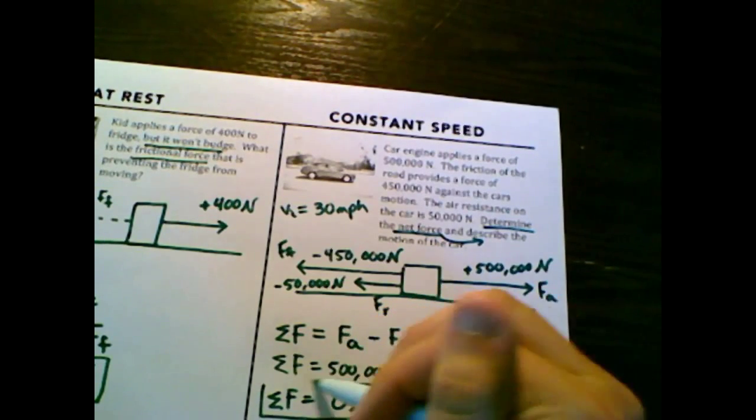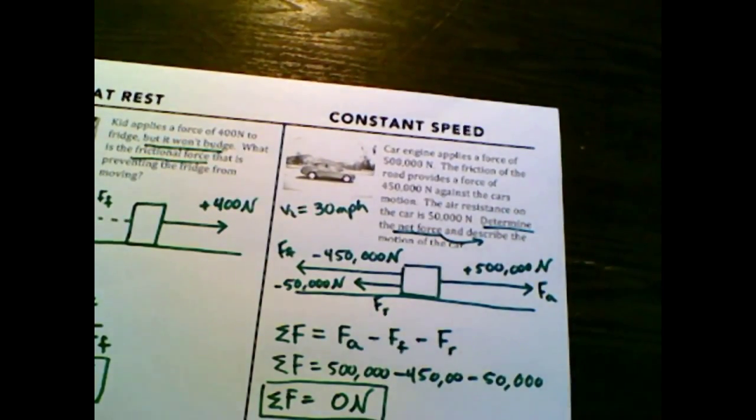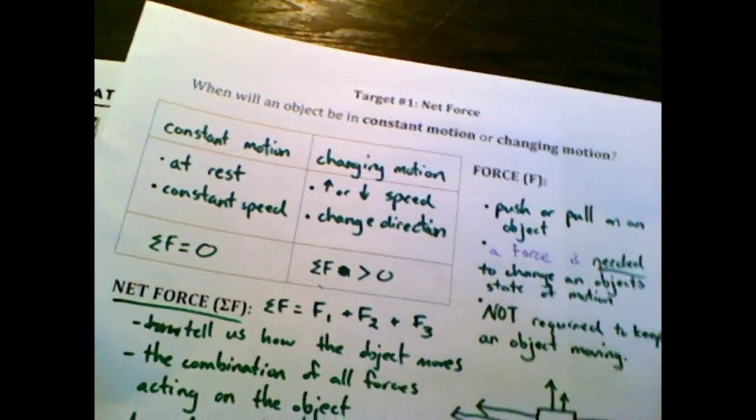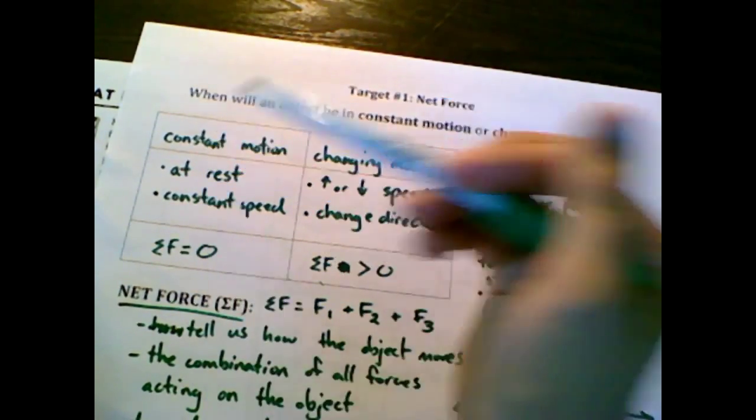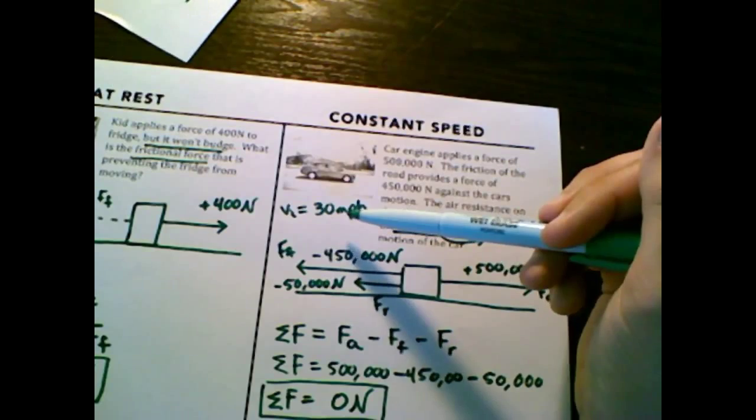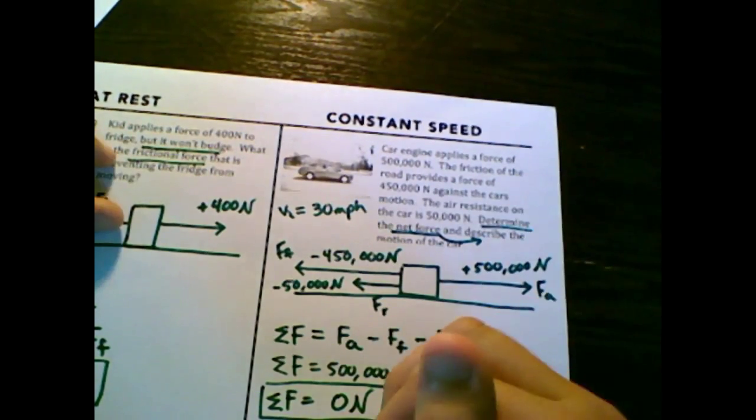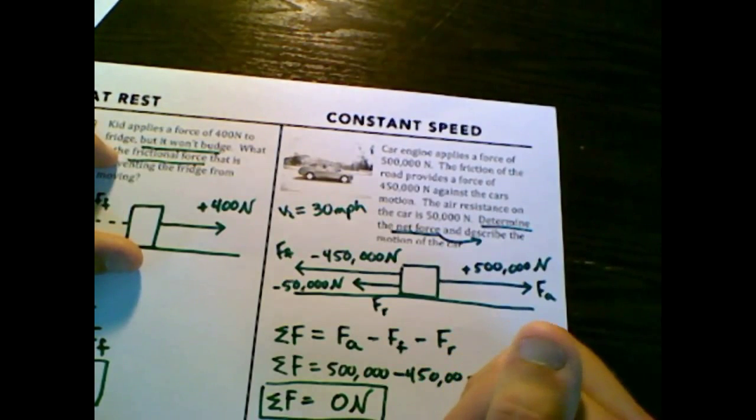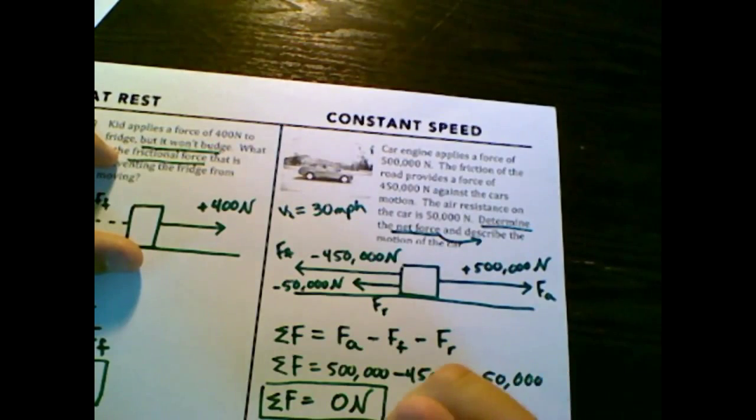All right. So we know our net force, and now we have to describe the motion of the car. Well, if we look at our table from before, when our net force is 0, our object is moving in a constant motion. And specifically, we could go a little bit more in depth with that because we know that initially the car is moving at 30 miles per hour. And if it was moving at 30 miles per hour initially and it's moving at a constant speed, that constant speed is 30 miles per hour.